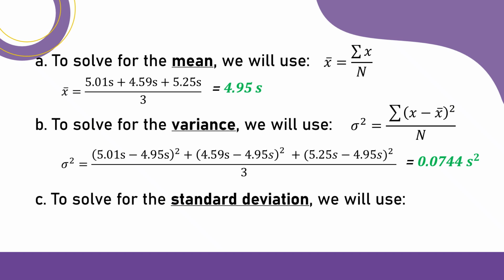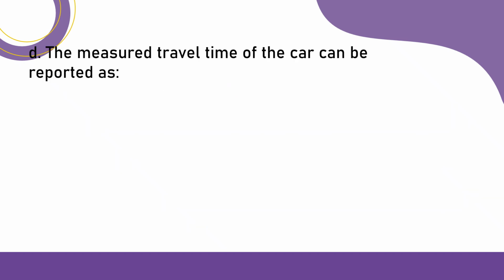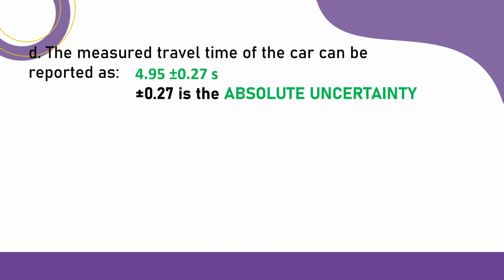Now, the easiest part is to solve for the standard deviation since we are going to get the square root of the variance. So our standard deviation is 0.27 seconds. Now, to get the measured travel time of the car, we are going to get the mean and the standard deviation. So we now have 4.95 plus minus 0.27 seconds. So the plus minus 0.27 is the absolute uncertainty. Therefore, the range of the travel time would be around 4.68 seconds to 5.22 seconds.